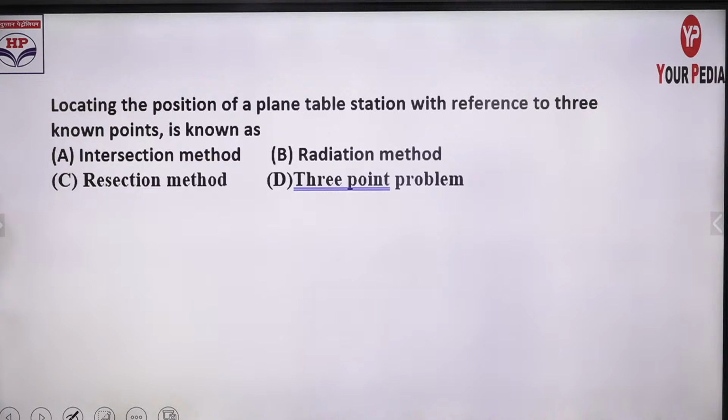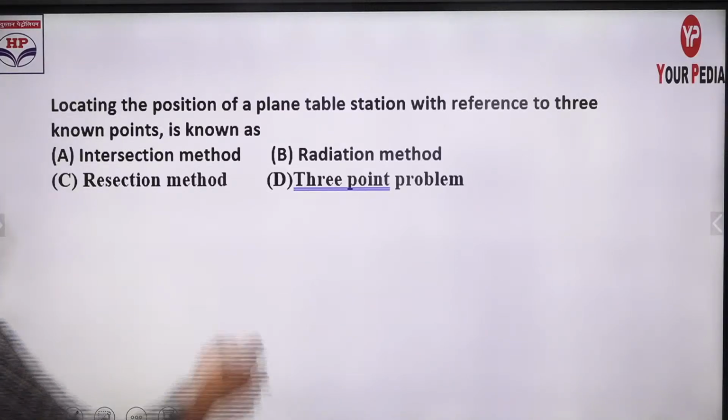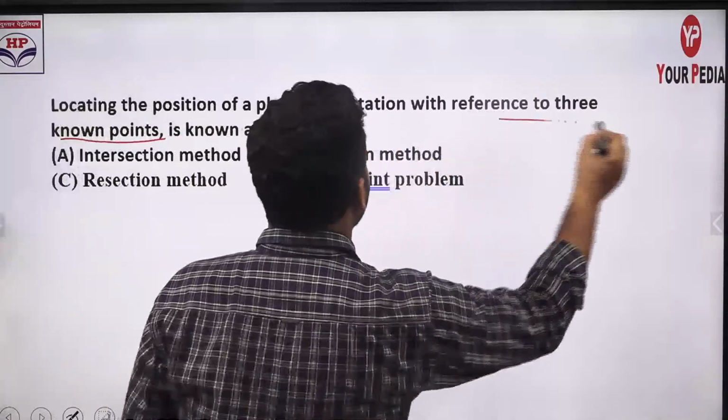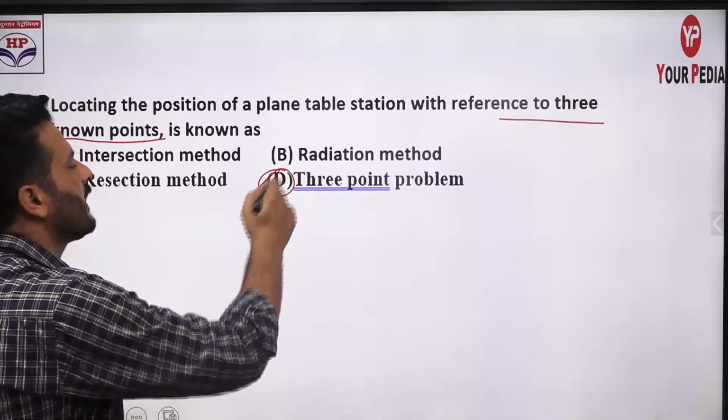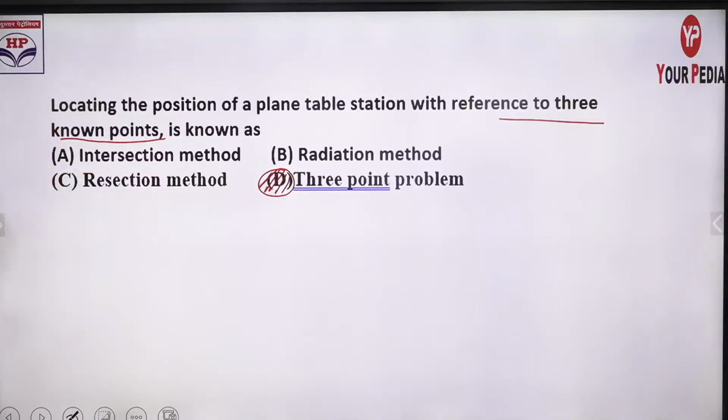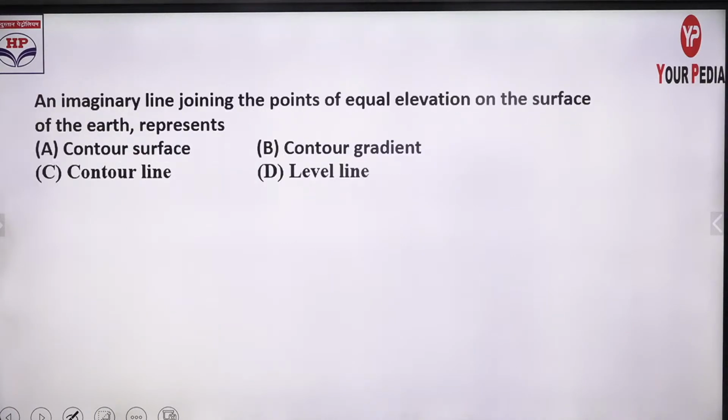Next question, locating the position of a plane table station. If we want to locate the position of the plane table station with reference to three known points, here you will find the hint, three known points. So which method will you prefer? The answer is the 3-point problem. With respect to three known points, if you are locating or putting the plane table, that is nothing but the 3-point problem. Such types of questions are very handy. If you have a look at the things, you will definitely be able to answer the question.